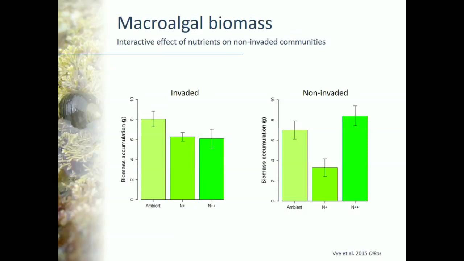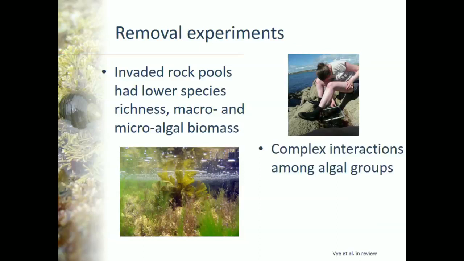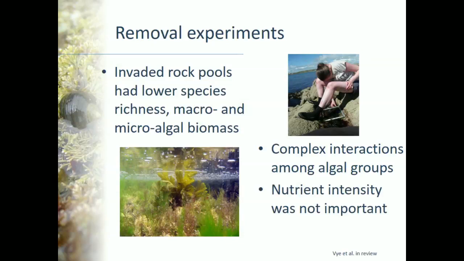So Siobhan also did some experiments out in the field. We haven't been successful at manipulating ocean warming in the field yet, but we are working on it. But she did manage to do some removals of the invasive and some nutrient additions. And this time, when we did it in the field, it was an awful lot more complicated. The invaded pools did have lower species richness, lower macro and microalgal biomass, but there were very complex interactions among the different algal groups, and nutrient intensity wasn't important.